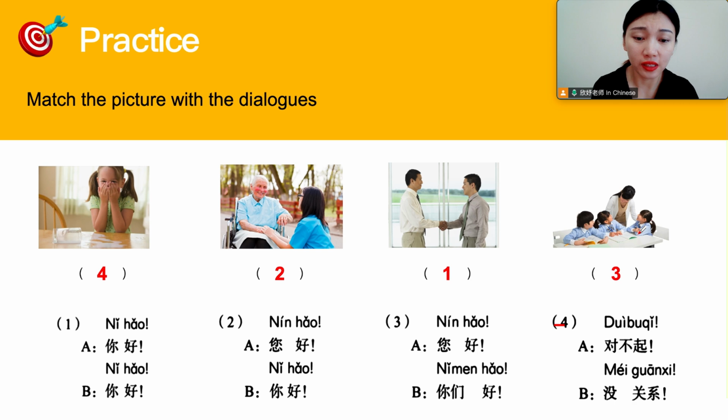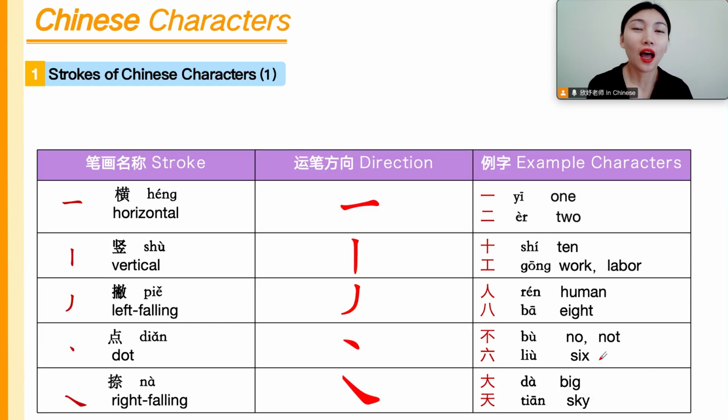And the last picture, all right, is number 3. It's very obvious. It has 4 people in the picture. And so the students say 您好 to the teacher to show respect. And the teacher said 你们好. Hello, everyone.